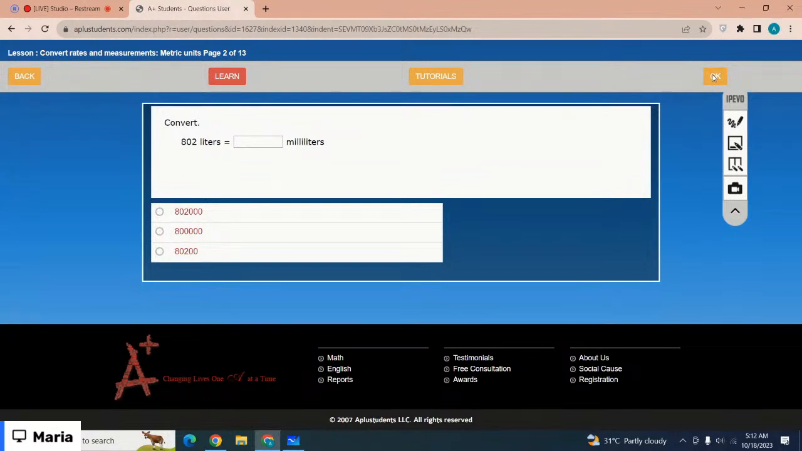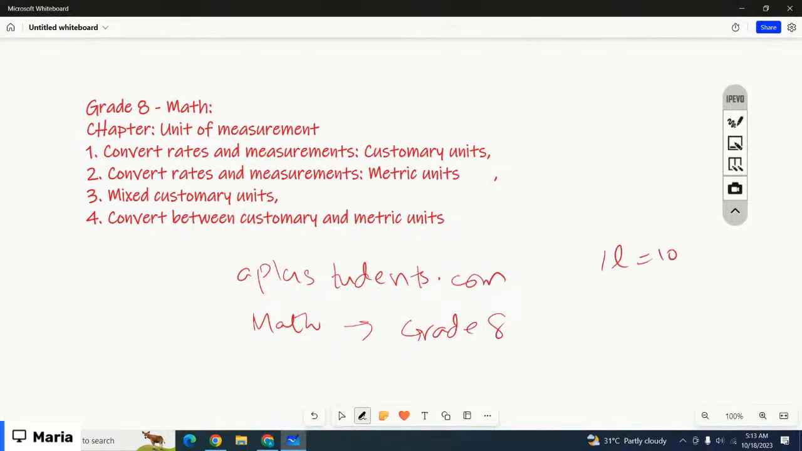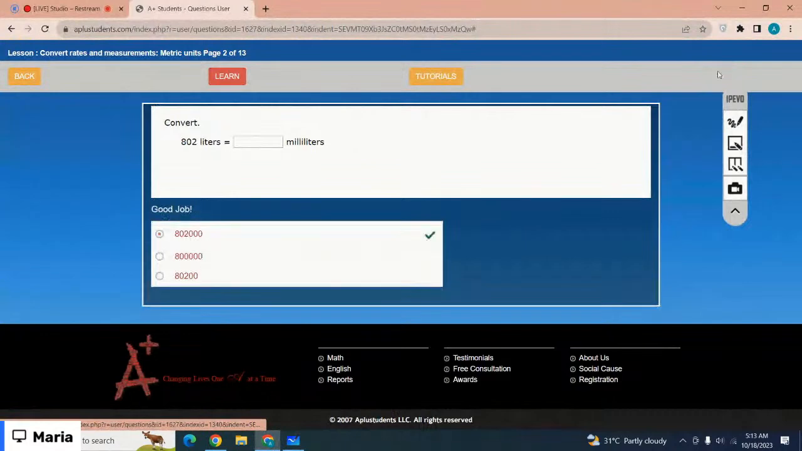802 liters equal how many milliliters? That is a conversion from liters to milliliters, right? So 1 liter equals 1000 milliliters. So that would be 802 times thousand. Option 1 is the correct option.